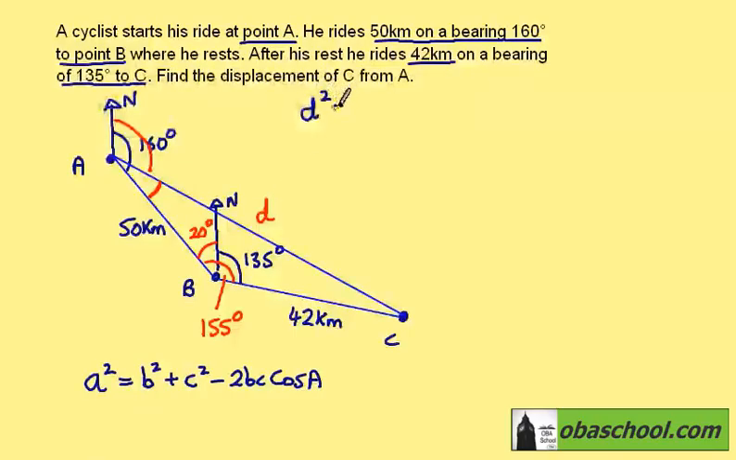Using the formula, D squared will be 50 squared plus 42 squared, take away 2 times 50 times 42 times the cosine of 155 degrees.